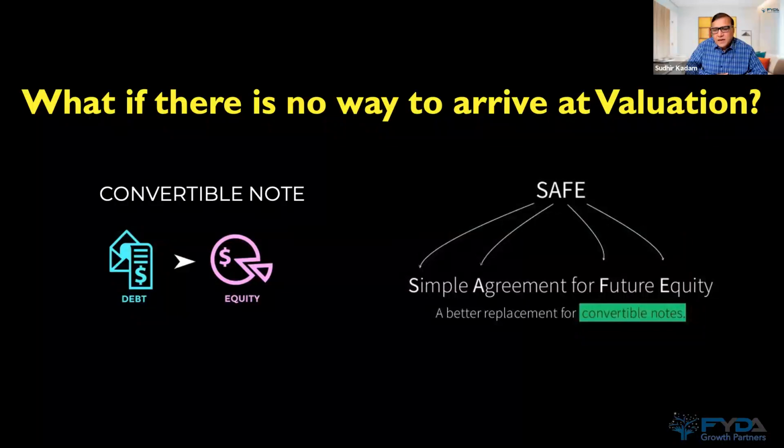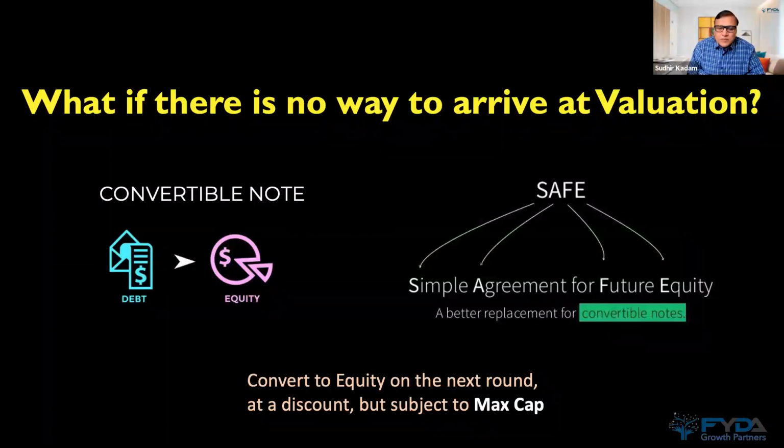Then there is another instrument called a SAFE, which was introduced by Y Combinator because convertibles were getting very complicated, and the founders were spending a lot of time negotiating the terms. So they said, forget about convertibles, let's make it very simple for founders. Let's do something called a SAFE. What does a SAFE say? I give you X money now, and when you do a second round of funding at certain agreed parameters on the valuation, you will assign me equity for that. That is simply the SAFE.